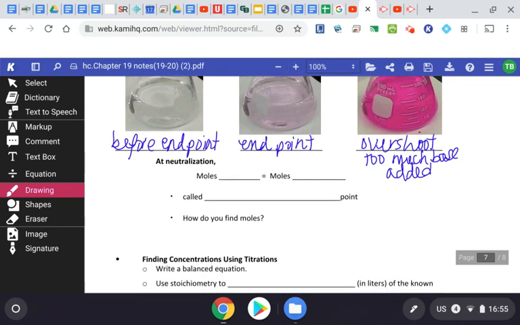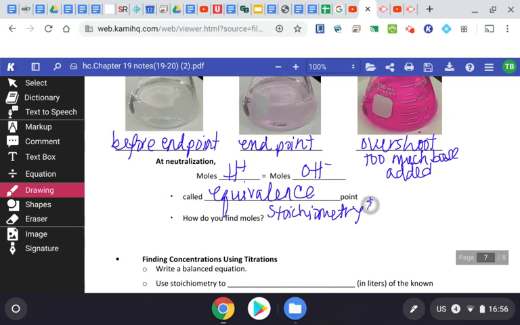All right. So at neutralization, remember that the moles of hydrogen are equal to the moles of hydroxide. And we call this the equivalence point. This is when your pH is exactly 7.00. Well, how do we find moles? How would we find the moles of either hydrogen or hydroxide if we're given the other information? Couple of different ways. We're going to use stoichiometry. It's a term you haven't heard for a while. And we're going to use dimensional analysis.